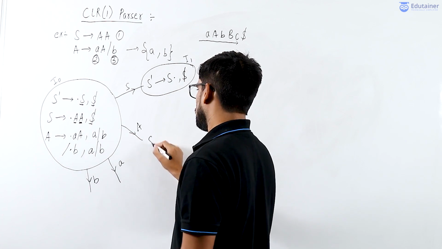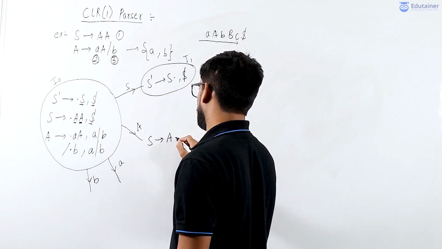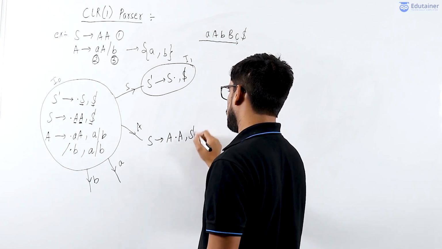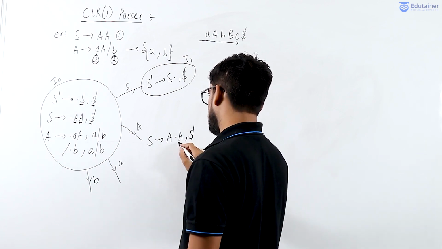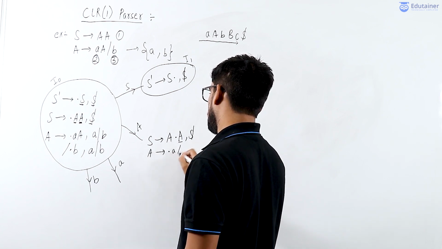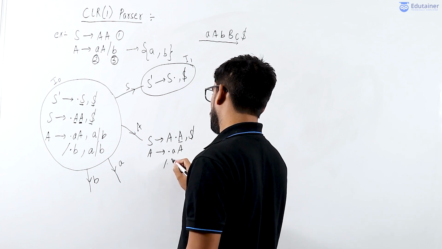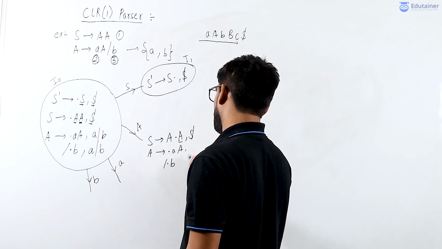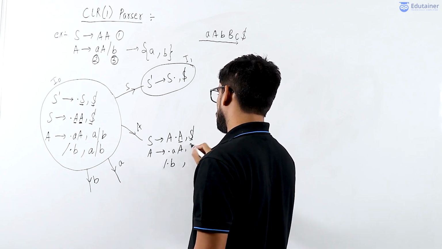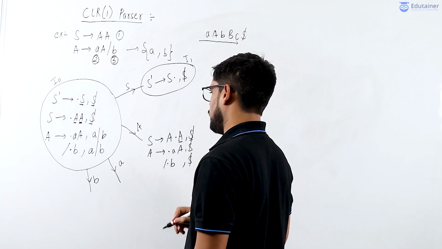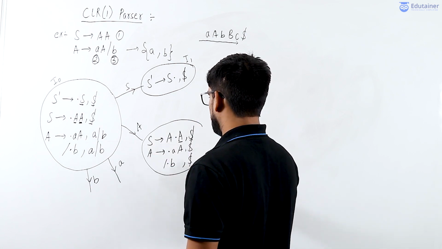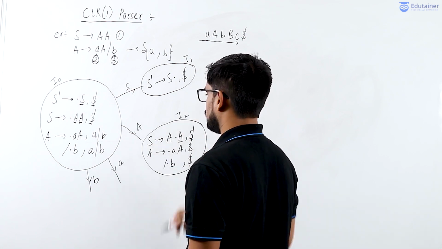On capital A, S derives A dot capital A, and the look ahead symbol will be $. Because of this capital A, I have to add the production of A derives dot A or dot B. And what will be the look ahead symbol? After this A, $ is present. So dollar will be the look ahead for this A production. Okay. This is state number I2.